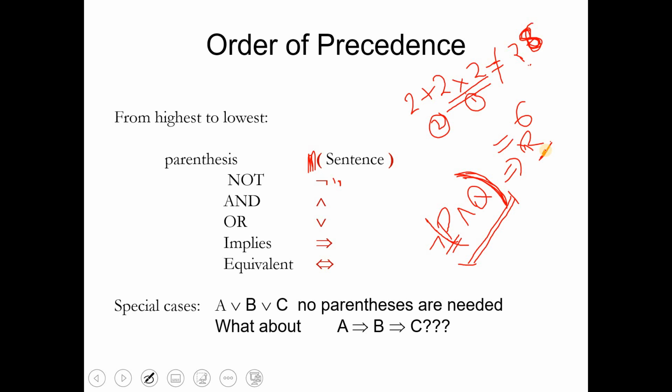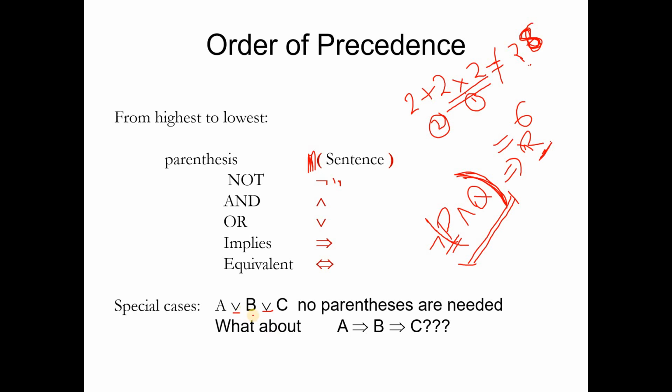So sometimes the operators are the same, then there is no priority, you don't need any parenthesis. So here it is, A or B or C, you don't need any bracket. Even if you put the bracket, it has the same meaning. There is no difference. You choose any order, it will not make any difference. Clear?